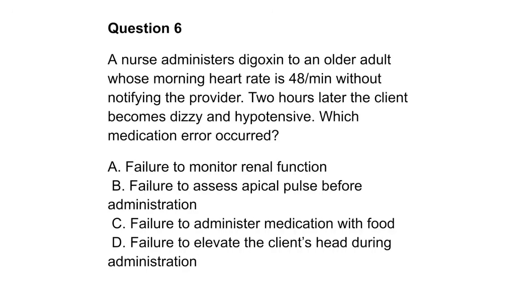Question 6. A nurse administers digoxin to an older adult whose morning heart rate is 48 per minute without notifying the provider. 2 hours later, the client becomes dizzy and hypotensive. Which medication error occurred?